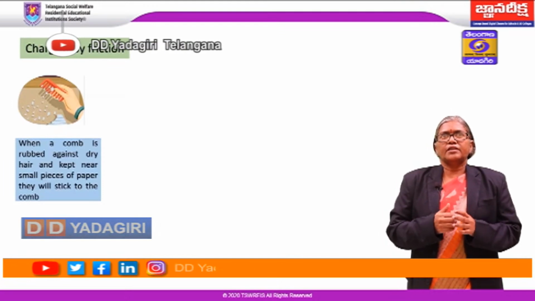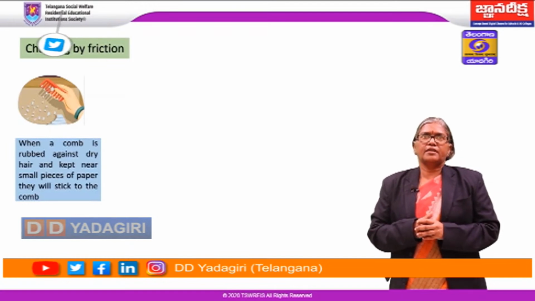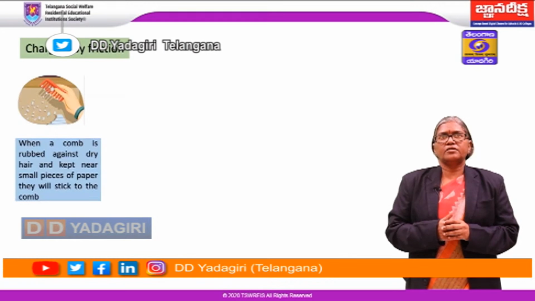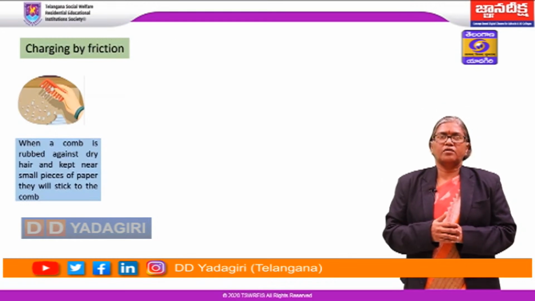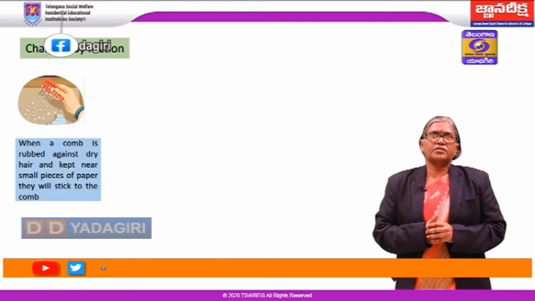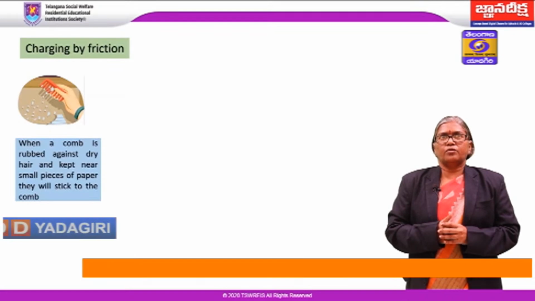Now, in this way, one body loses the electron and another body gains the electron. If it gains the electron, it is called negatively charged. If it loses the electron, it is called positively charged. Now, during the triboelectric charging process, this electron affinity plays important role.